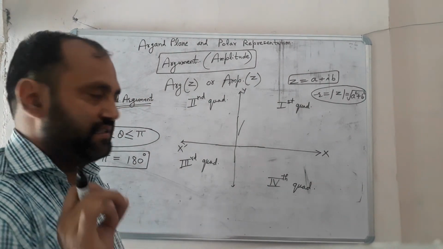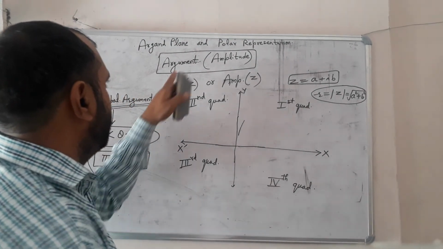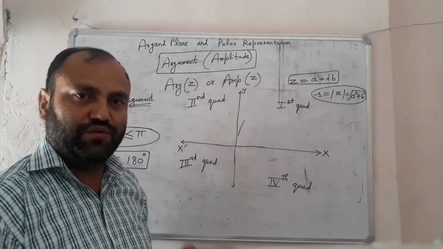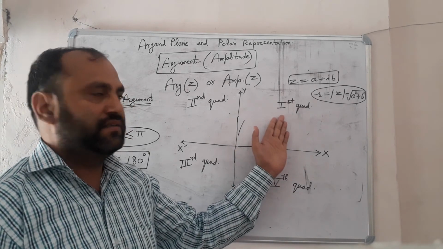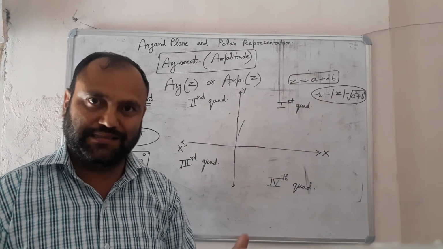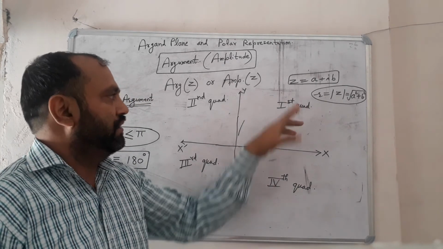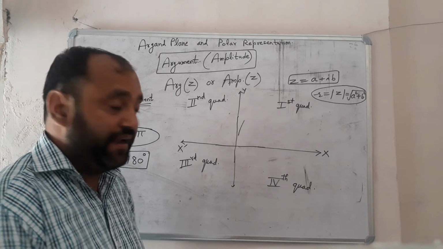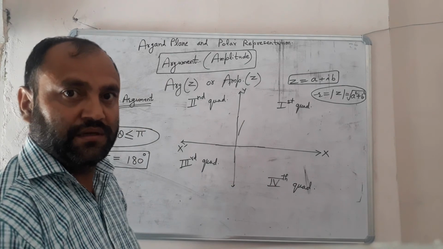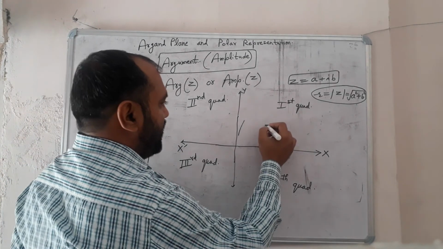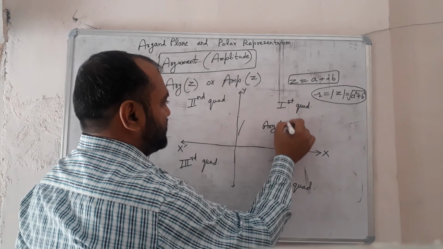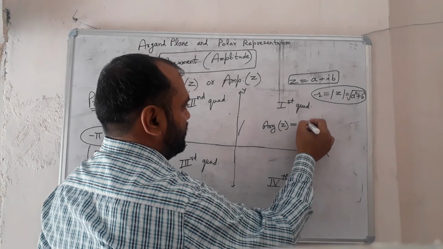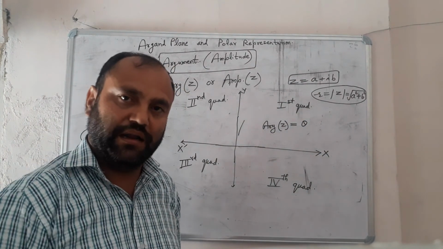So one thing is very very important to find the argument of any complex number. First of all, you have to see in which quadrant that complex number lies. If it lies in the first quadrant, then you have to remember that the argument of that complex number is equal to theta.